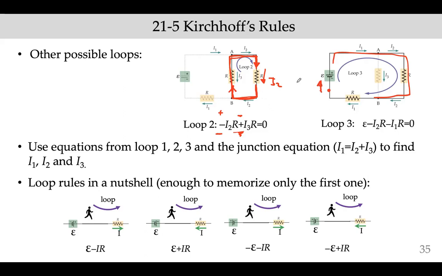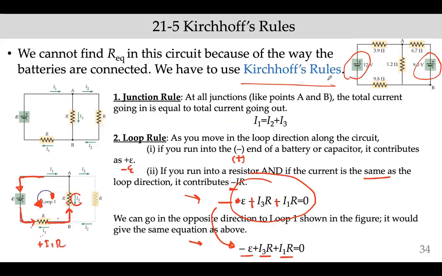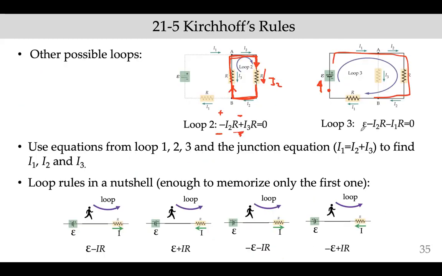So we first run into the battery. We run into its negative pole. Now look at the rule. So here, if you run into the negative pole, negative end of the battery or a capacitor, it contributes as positive. So this will contribute as positive epsilon.